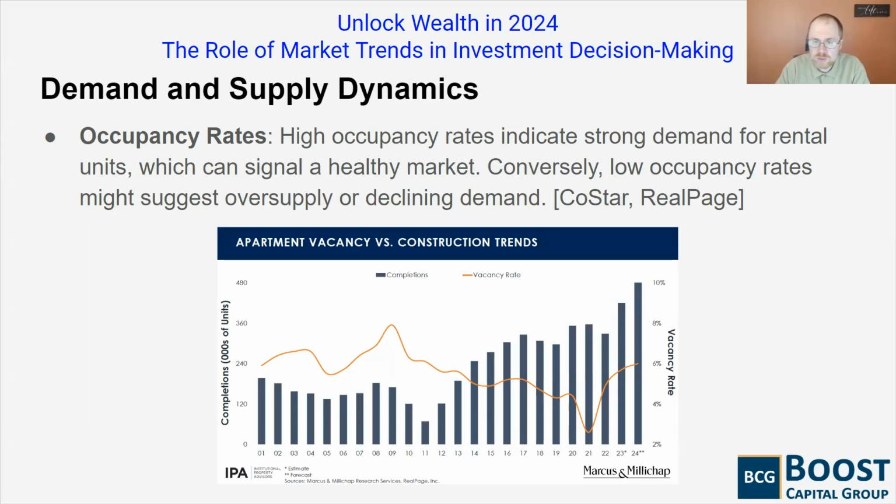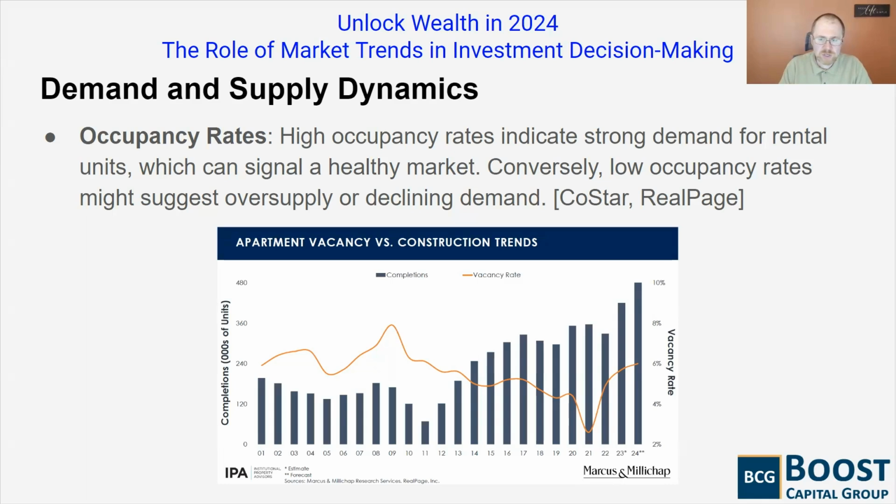Sources you can use: CoStar, that we mention often, has a lot of very interesting, very good information. RealPage does offer somewhat similar information to CoStar. There's also Yardi that you can use as a source, but CoStar is definitely the gold standard.